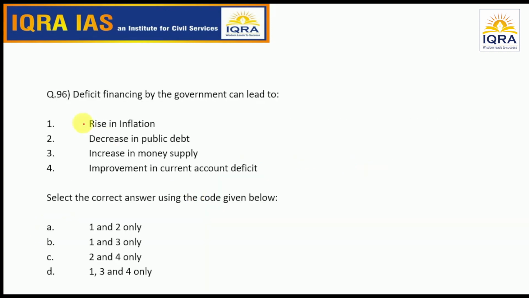Question number 96. Deficit financing by the government can lead to rise in inflation. Yes. Decrease in public debt. No. Increase in money supply. Yes, they will borrow, and when they're financing, money supply may increase. Improvement in current account deficit. No. So it's a very straightforward question.